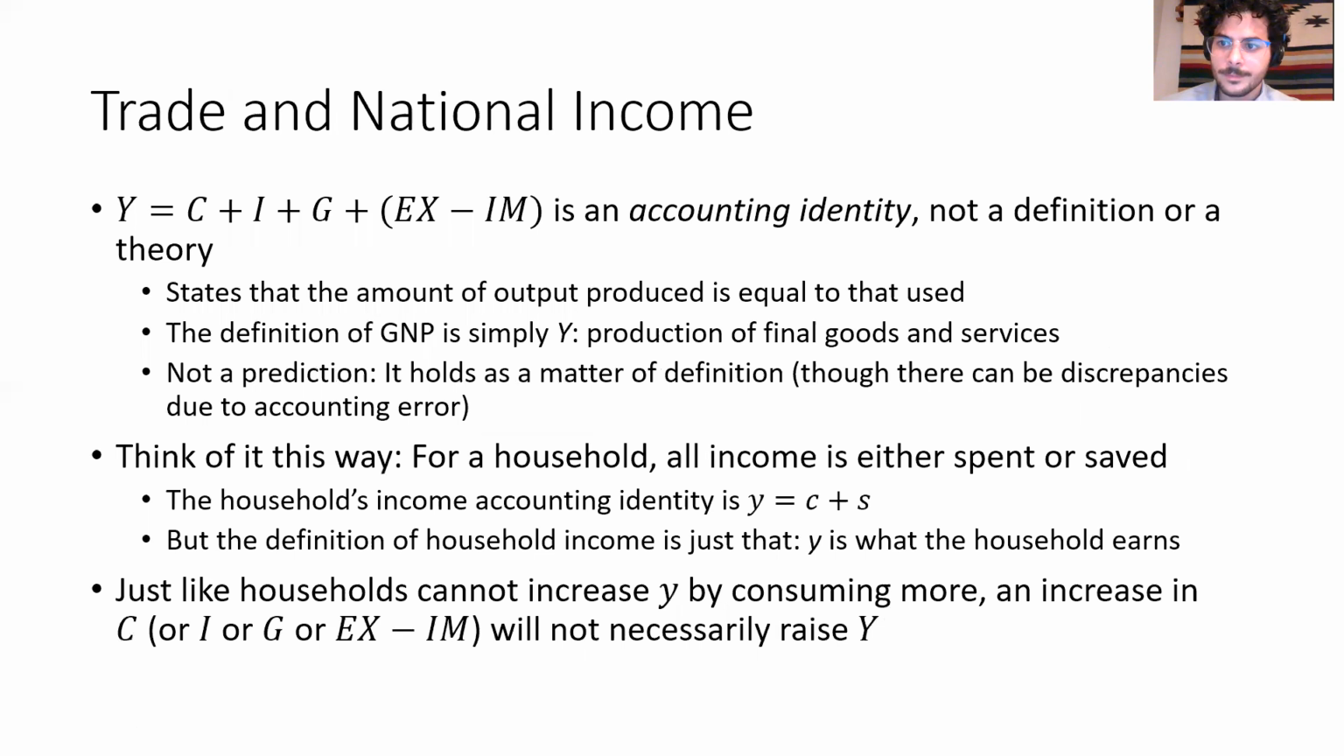So one other important note here is that this national income identity we've been working with is an accounting identity. It's not a definition and it's not a theory. All it's doing is stating that the amount of output produced is equal to the amount of output used. If we wanted to define GNP, it would simply be the left-hand side of this. It's just Y, the production of final goods and services. And on the right-hand side, these are just all the possible uses of that output.